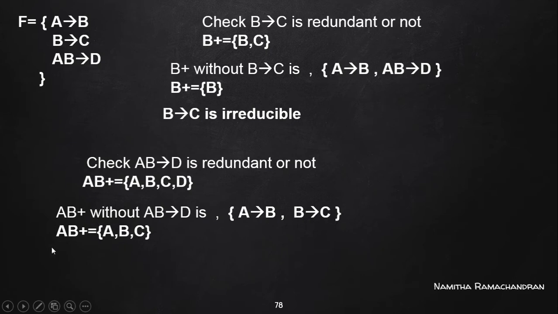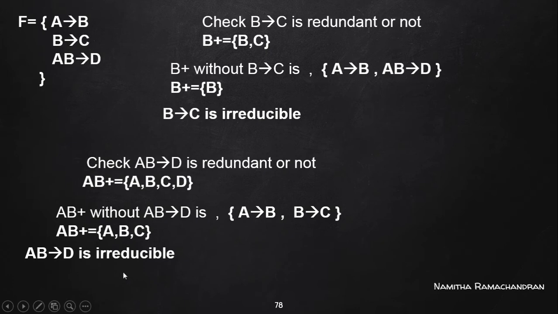Here again, these AB closures are not equal. So from this it is clear that this AB implies D is not redundant. Sorry, it is not reducible. That is irreducible. So after the second step, now we have considered all the dependencies, or we have checked the redundancy of all the dependencies present in set F and eliminated A implies C here.